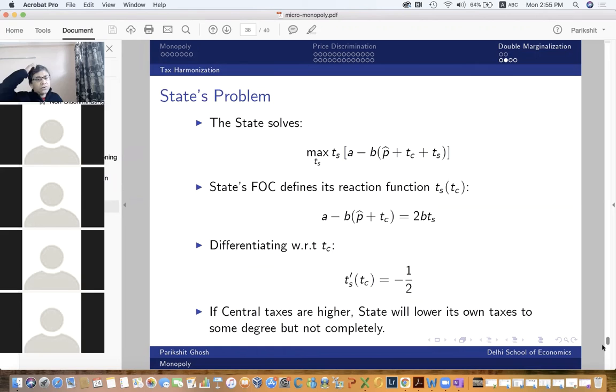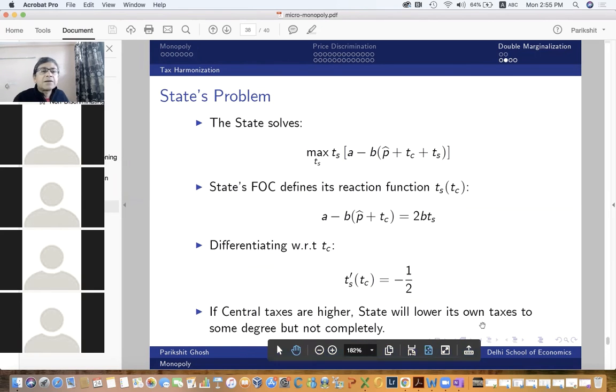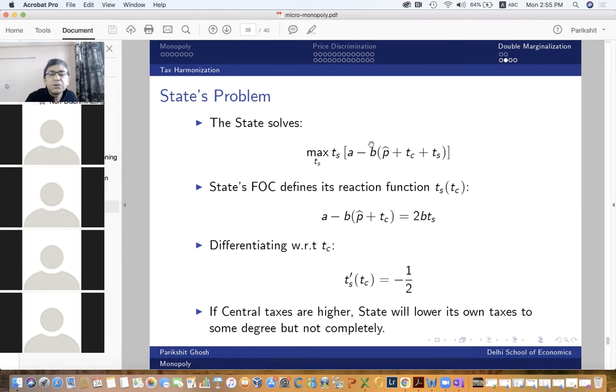Okay, so how do we solve for the outcome? Exactly like the way we looked at the upstream downstream monopolist problem. You start from the end. You look at the taxation authority who makes the last choice, namely the state government. So when the state government is choosing its tax rate, it knows what the center's tax rate is and takes that as given, as a parameter, TC. And they're maximizing their own tax collection this way.